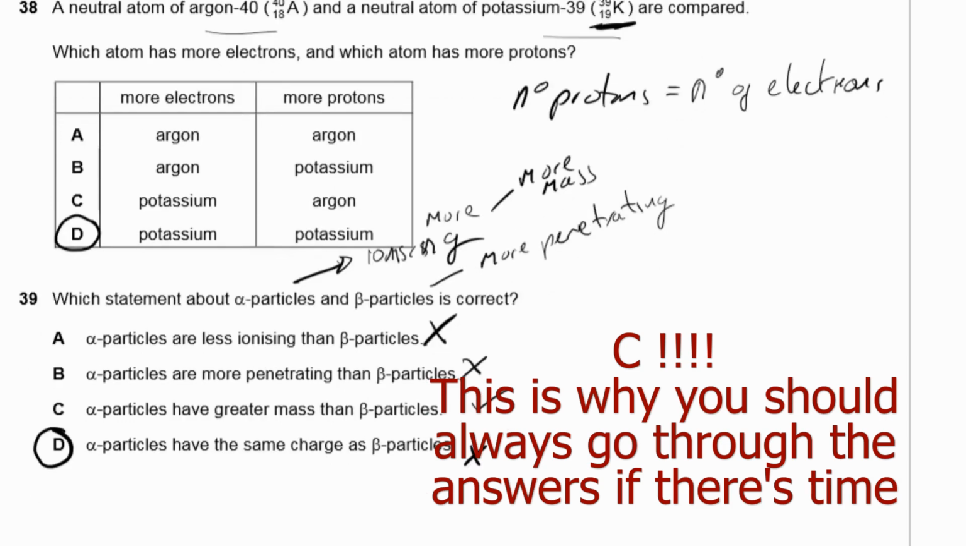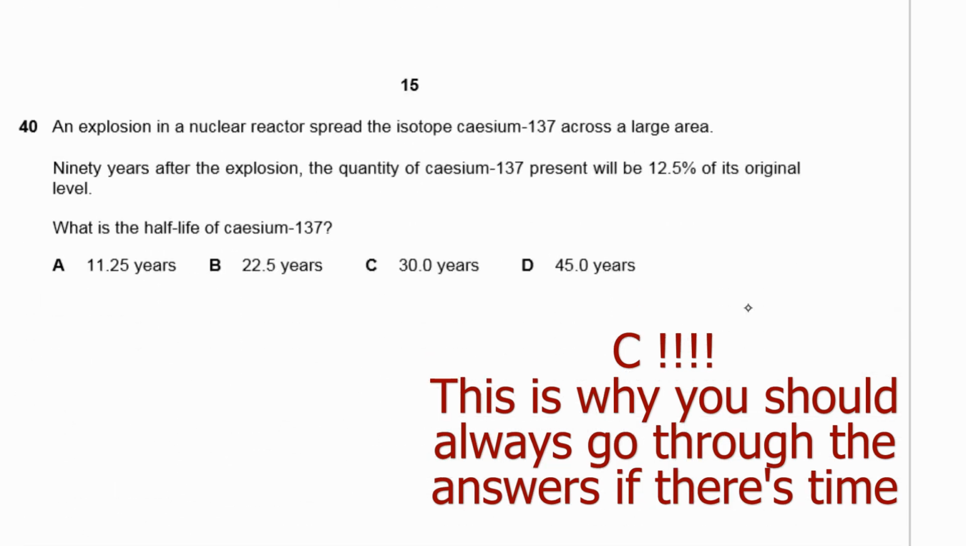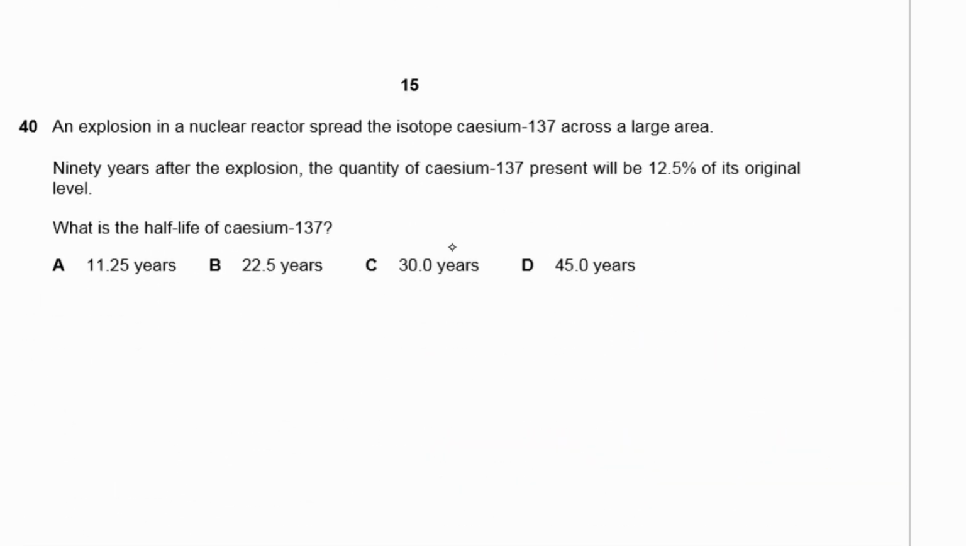There we go. Let's look at question number 40. Last question. Here we go. An explosion in a nuclear reactor spread the isotope cesium-137 across a large area. That's fun. 90 years after the explosion, the quantity of cesium-137 present will be 12.5% of its original level. What is the half-life of cesium-137?